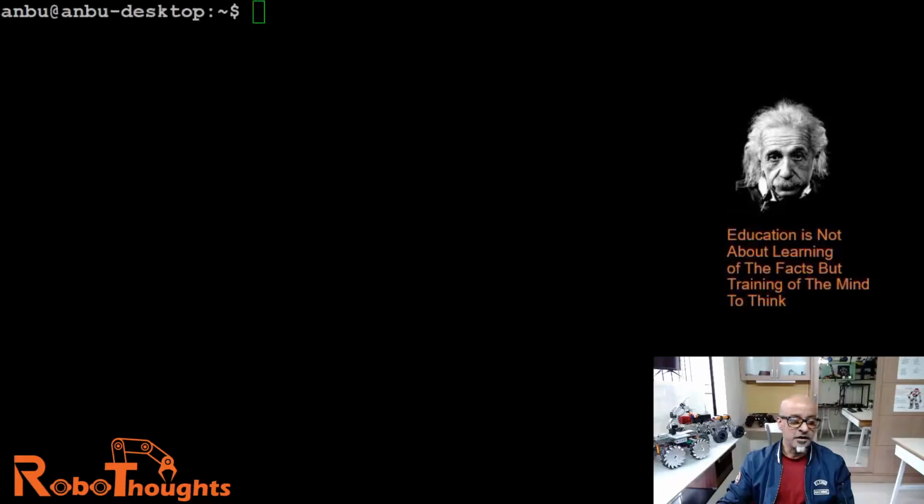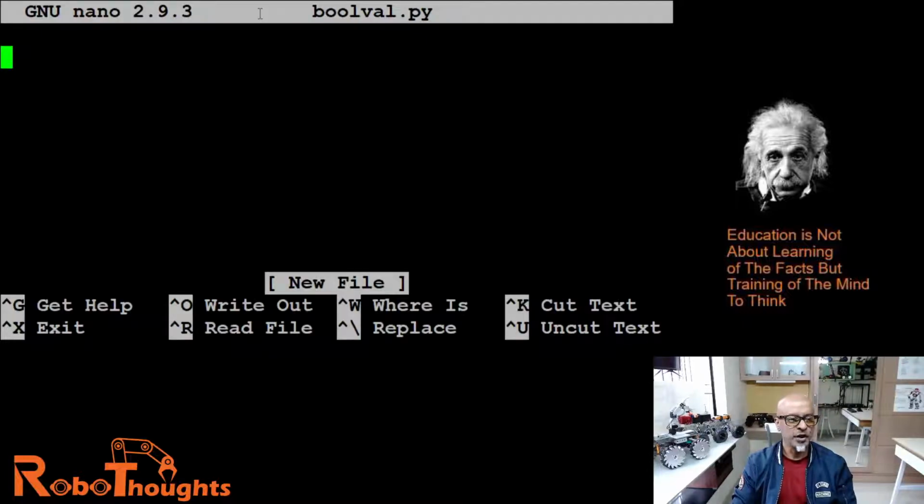Let me log into my Jetson Nano. I am already logged into my Jetson Nano and this is my terminal. Let's create a new Python file in Nano IDE: nano bool val, as a short, .py. Okay, I am in my IDE. Now let me show you some very simple examples.